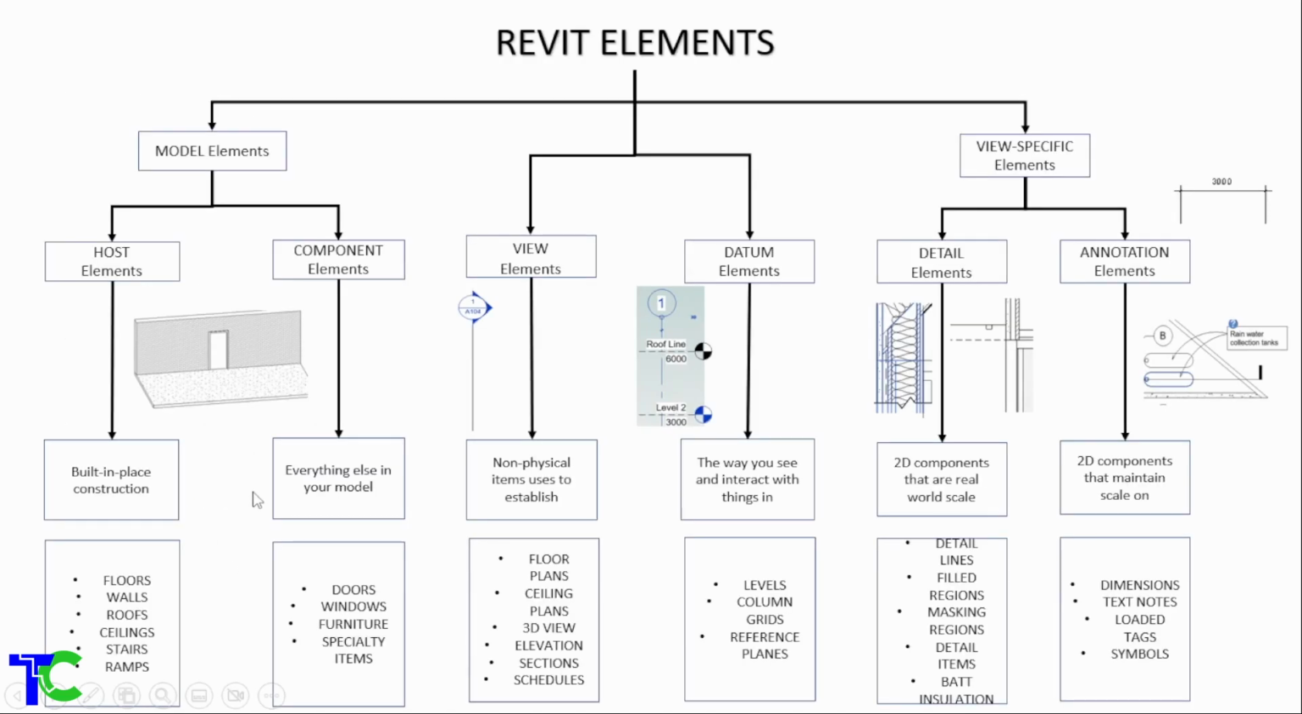A model element represents a real thing in the model when it's to be built. Everything that is built and you can touch in the building is a model element. For example, for host elements we have walls and floors. For component elements we have doors. As we can see from this flowchart, under view specific elements we have annotation elements such as text notes and dimensions.